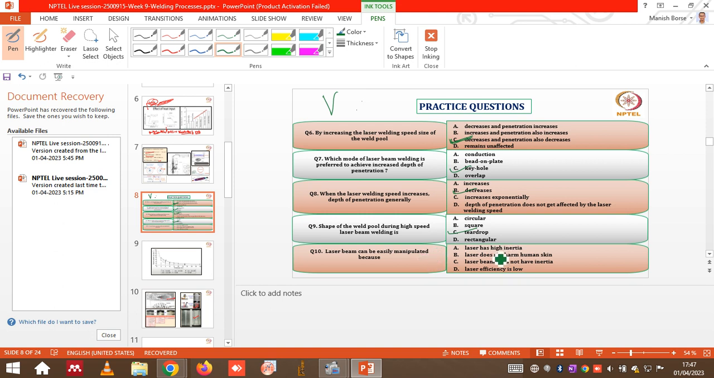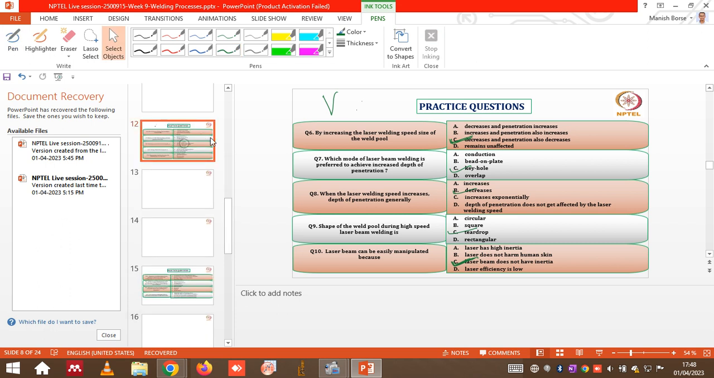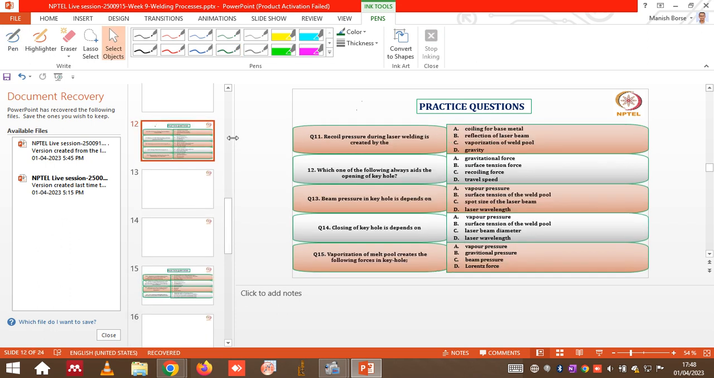So as I said, the laser beam can be easily manipulated, because the laser beam does not have any inertia, so it can quickly start and stop, right? So the laser beam does not have any inertia is the correct answer for the 10th question. So I think with that I quickly went through the first set of questions. So anything you want to discuss on these first 10 questions, you just unmute and ask, right?